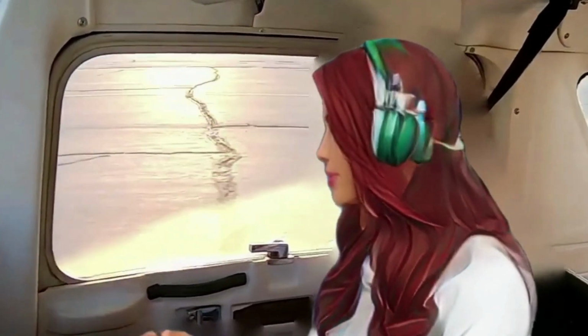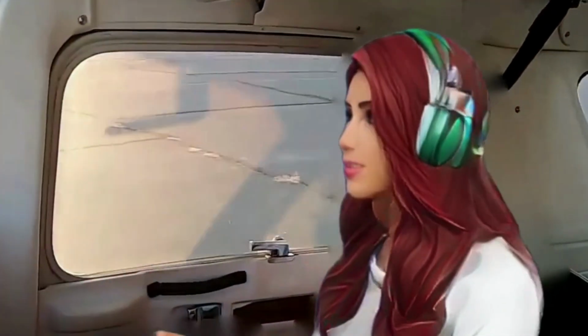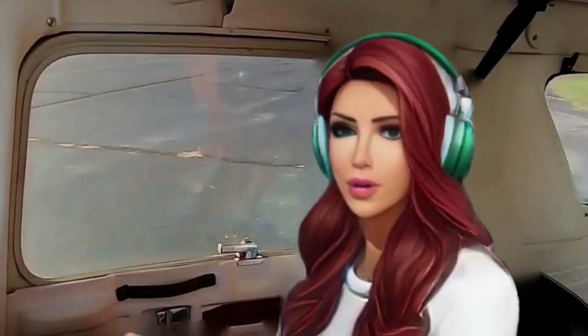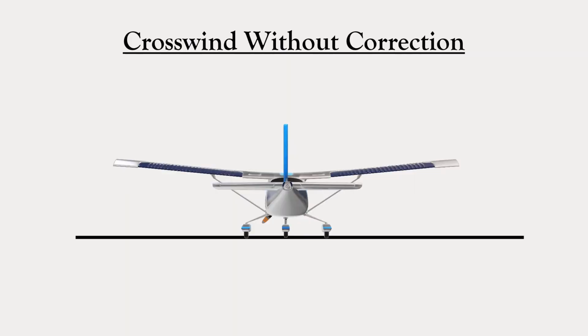You will have some degree of crosswind on a majority of your takeoffs, so handling that is part of a standard takeoff. Before we talk about how to compensate for a crosswind, let's talk about what would happen if we didn't compensate for the crosswind. This shows an airplane at the beginning of a takeoff roll viewed from behind.